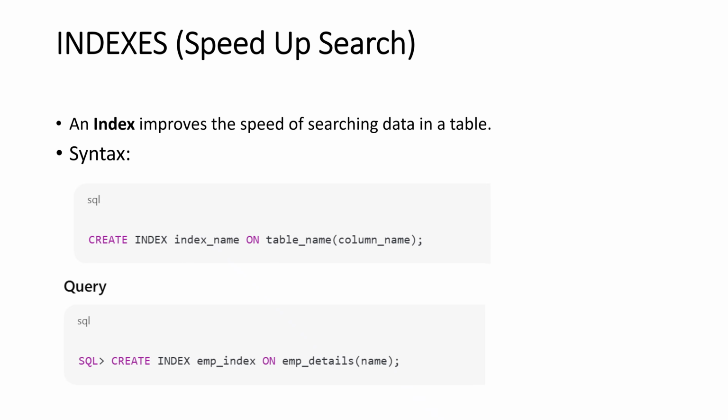Indexes. An index is used to improve the speed of searching data in a table. For example, in a book, we use an index page to quickly find a topic. Similarly, in a database, an index helps the system find data faster. Here, we create an index on the name column of the employee details table. The query is create index employee index on employee details of name. This helps to search employees' names faster.